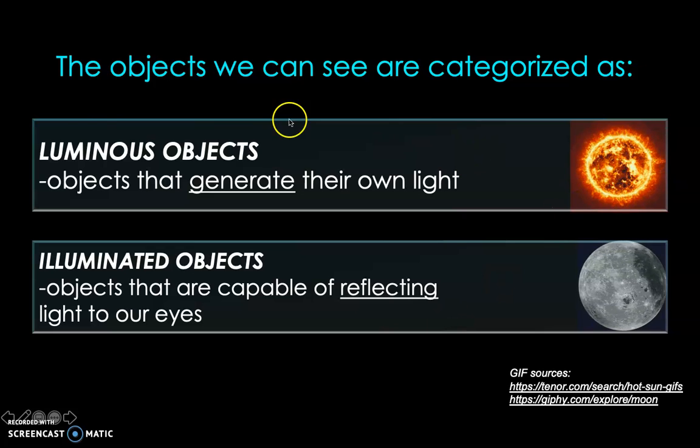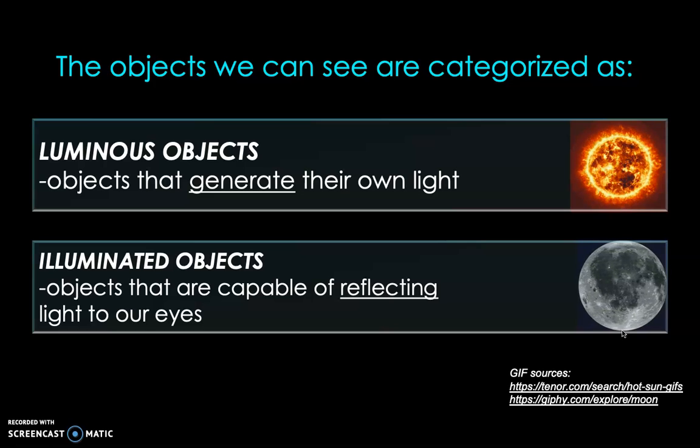Apart from the sun, for example, of course, luminous objects could also be artificial lighting. Let's say, for example, fluorescent lamp, LED bulbs. Well, for illuminated objects, basically, maybe everything else around you at this very moment, those are illuminated objects.